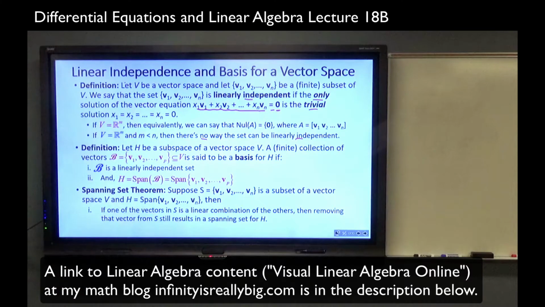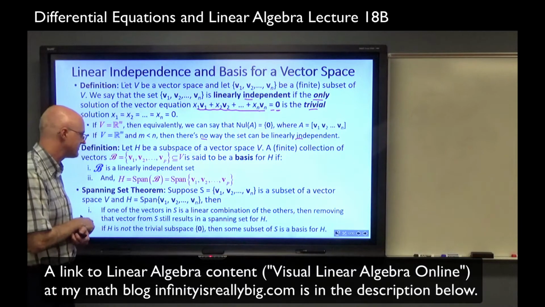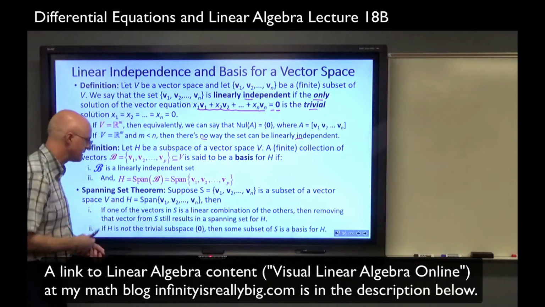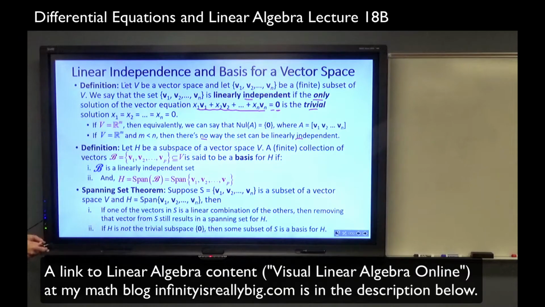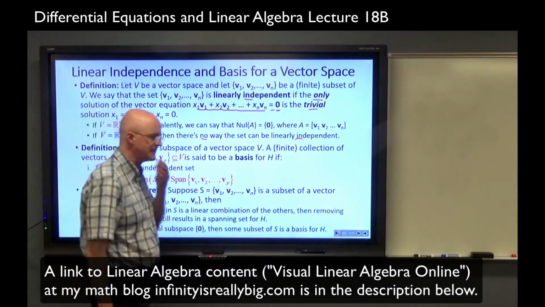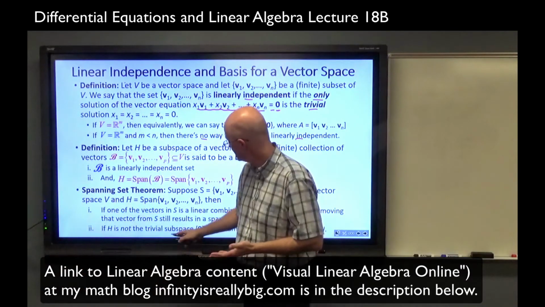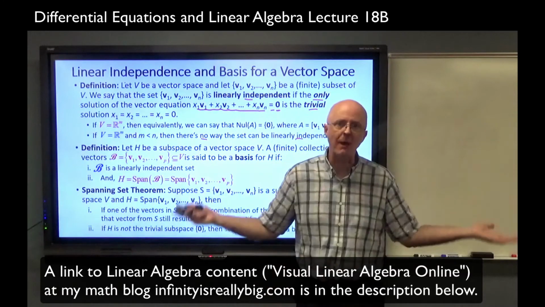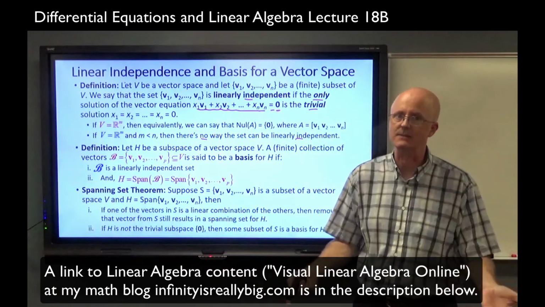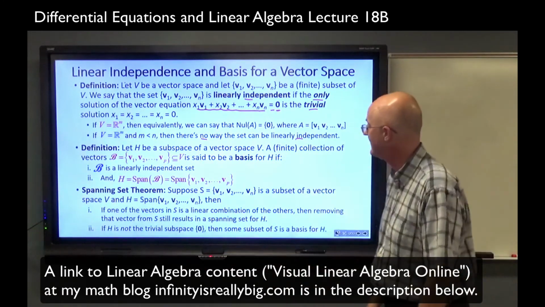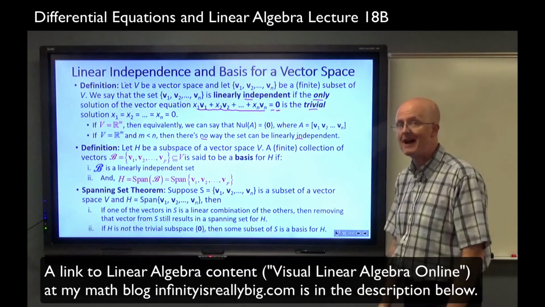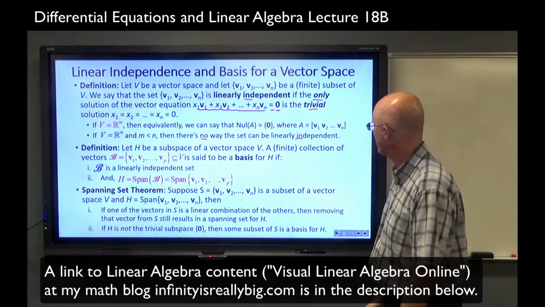Moreover, if you keep removing vectors that are not necessary to still span H, then some subset of S is a basis for H, as long as H is not the trivial subspace, just the zero vector. The zero vector by itself as a trivial vector space has no basis, because it doesn't have a subset that's linearly independent.